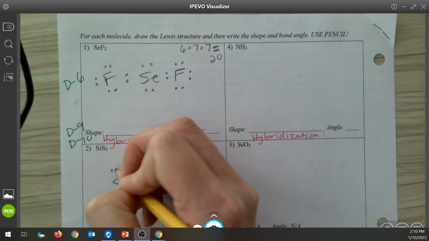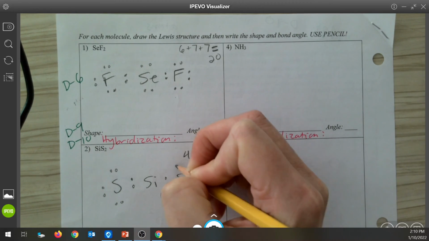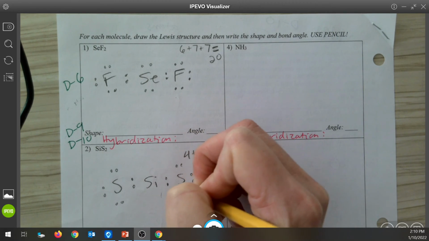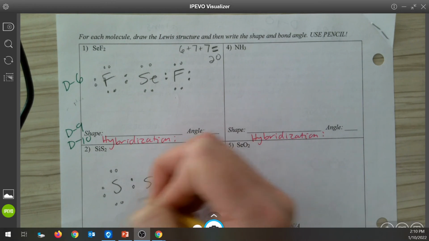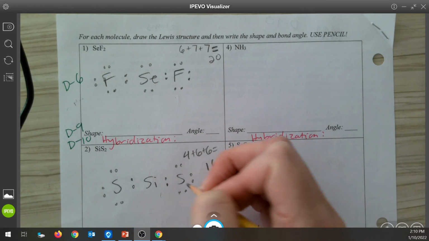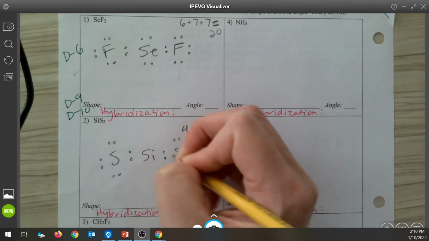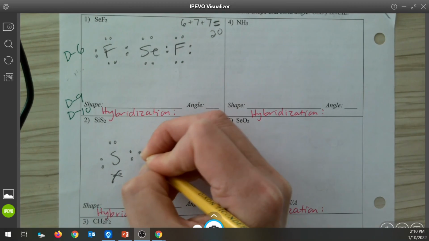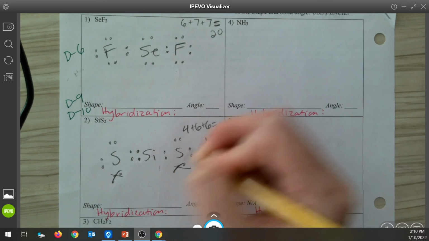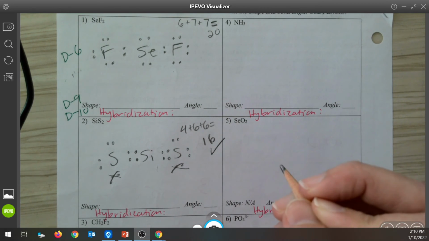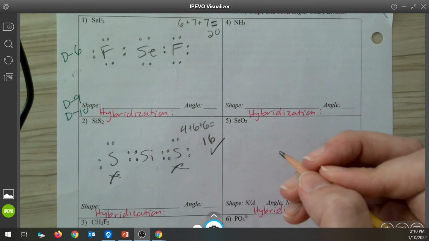You make your single bonds first, fill the outer atoms, okay? I'm not concerned with which of these were originally sulfurs and which ones were silicons. I don't care about that with method 2. I'm just putting them where I need them. I used up all 16. The silicon still isn't full, okay? We've got to move that in between. Now the silicon is full and the sulfurs are full, okay?